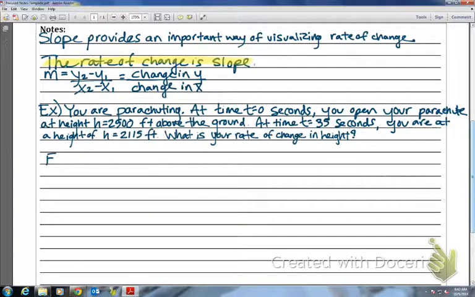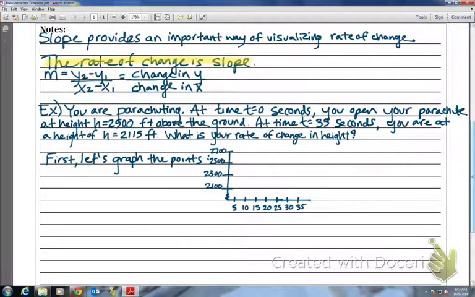So first, I think it's helpful if we draw a graph. So if we draw a graph of the points, we can label our graph. So 5, 10, 15, 20, 25, 30, 35. And if you notice down here at the bottom, I have this little zigzag on the y-axis. That means that there's a break in the graph, or in other words, it's not evenly spaced. So I jump straight to 2100 from 0. So we can label that as 2100, 2300, 2500, and 2700.